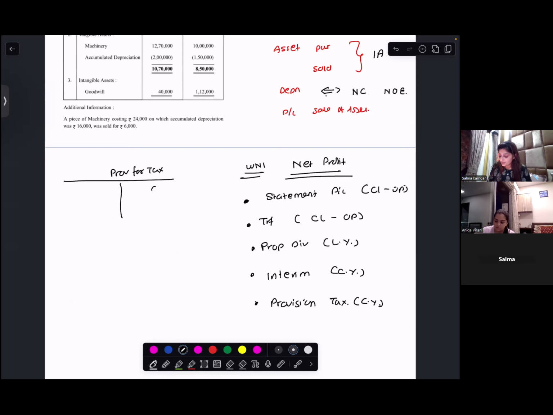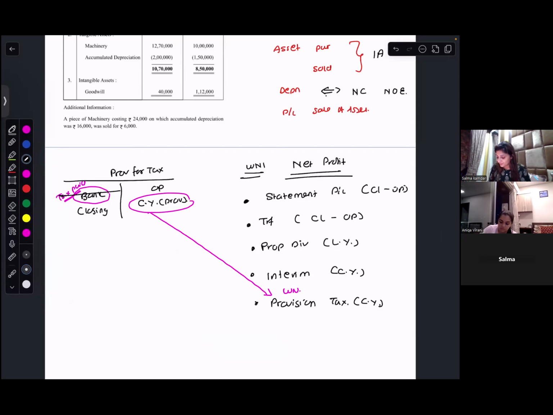You have the opening provision for tax here, closing provision for tax on this side, bank over here, and the current year provisions. Correct? This bank will go where? That's the tax paid. It comes at the end of your operating activity, and this one comes in your working note.